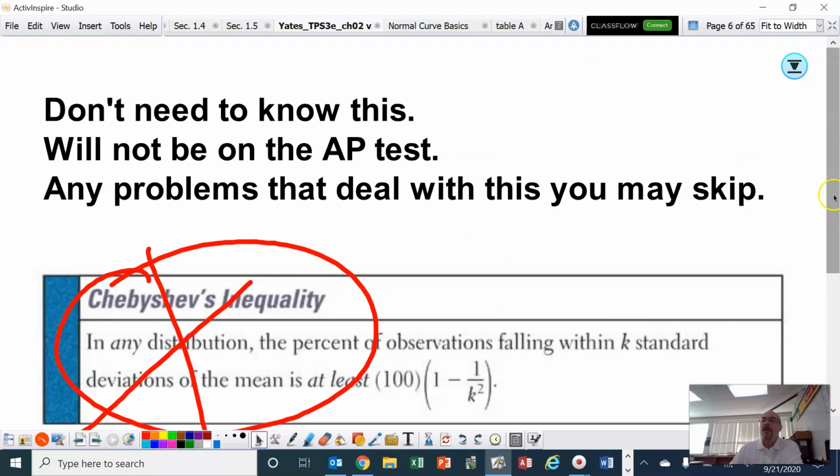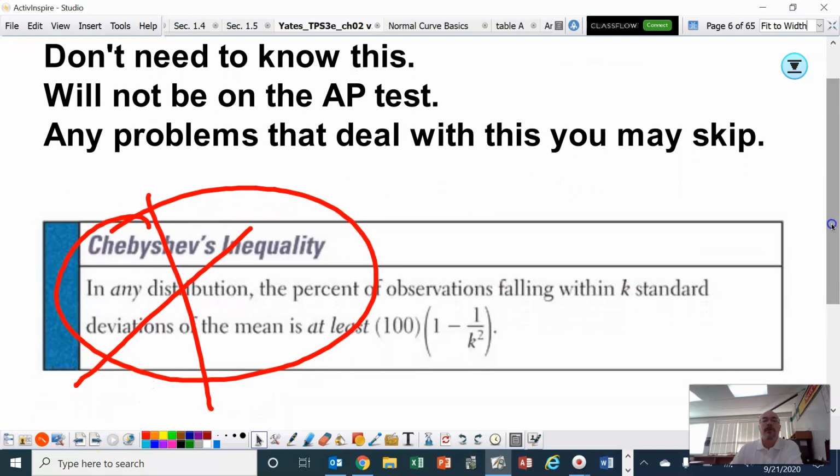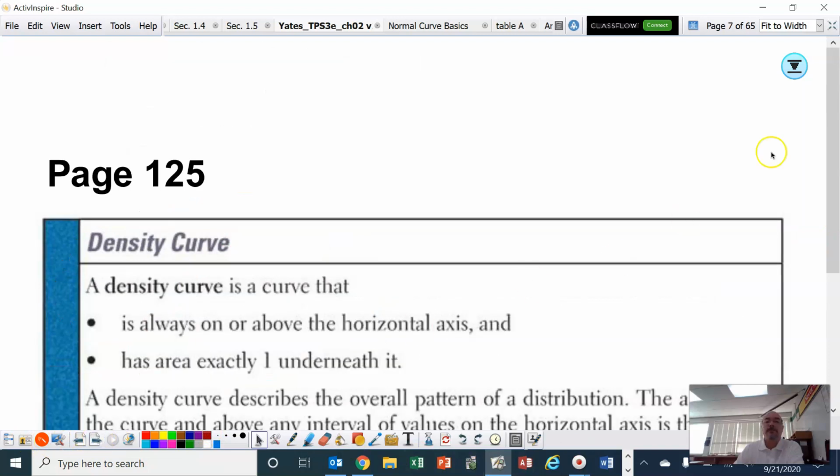This you can skip in your book. Anything dealing with this, if I assigned a problem dealing with this, you can skip it. You don't need to know this. It will not be on the AP test. Any problems that deal with this, you may skip. So don't worry about that.